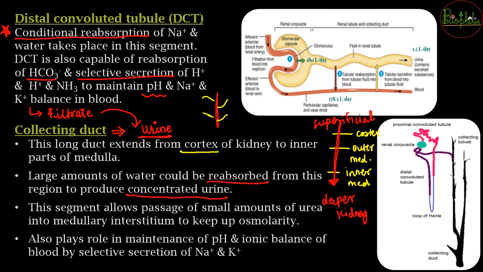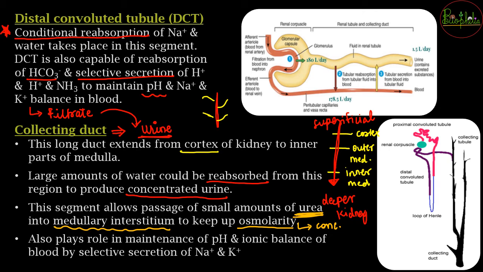So this segment, that is the collecting duct, is going to allow a small amount of urea. Now why urea is allowed to freely move out? Because the medullary interstitium needs to keep up with the osmolarity, and because of the osmolarity it is going to be possible for concentrating the urine. So now we will understand in detail about how this osmolarity is going to be set up in human kidney and how is it going to play a role in concentration of urine. So just wait for a few minutes and that will also be clear to you.